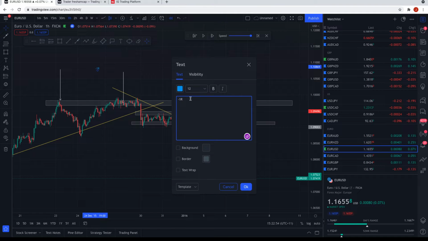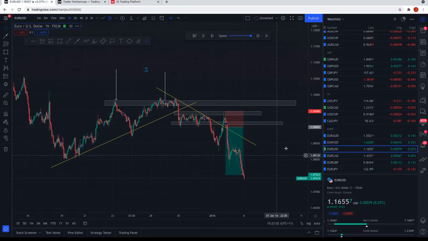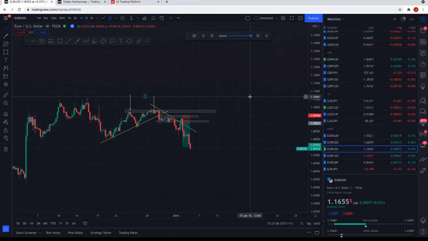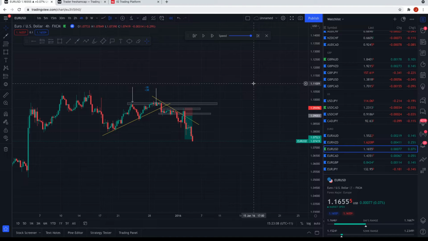That was a very nice trade. 3R. Right, so we're up 2R so far. Good trade. Let's see if we can keep this going.